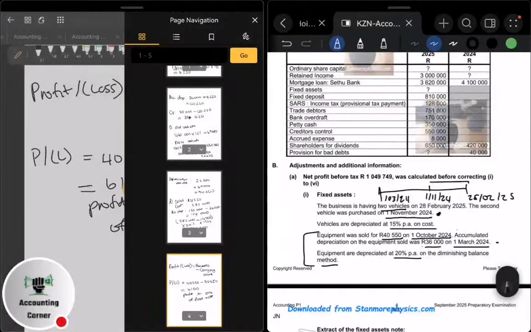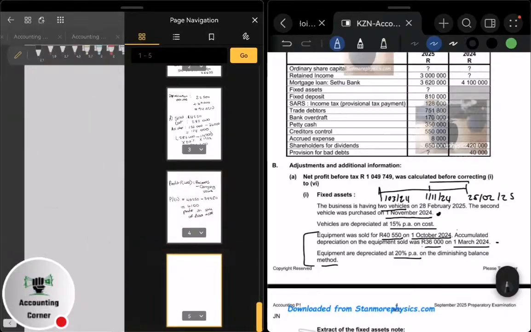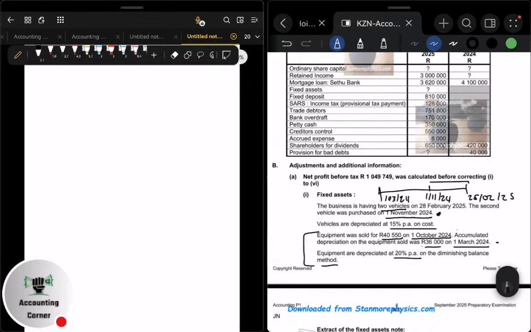New page. Okay, so we are told in information A that net profit before tax is 1,049,749. It was calculated before correcting adjustment 1 to 6. Adjustment 1 to 6.